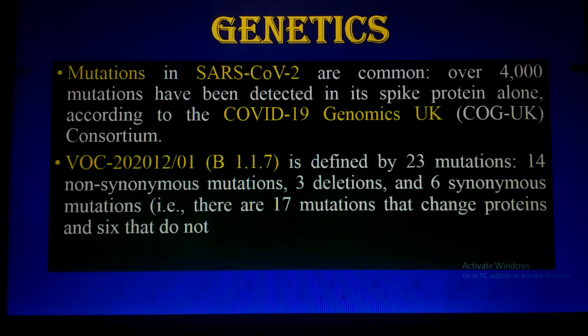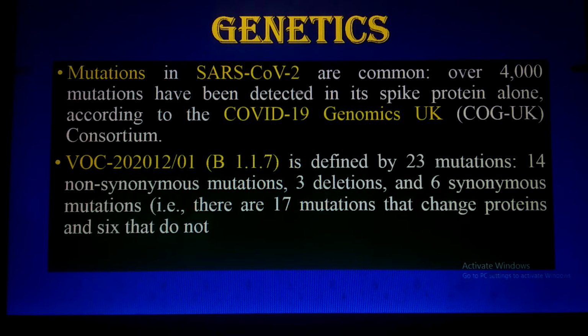According to the genetics, mutations in the SARS coronavirus are common. Over 4,000 mutations have been detected in the spike proteins alone. Must keep it in your mind: 4,000 mutations have been detected. And if you need all the research articles, I will provide you the links in the description box. You can easily download all these research articles on the basis of which I created this lecture.